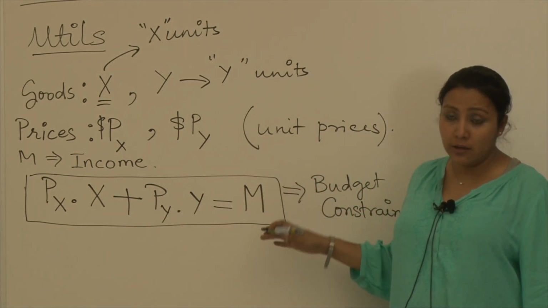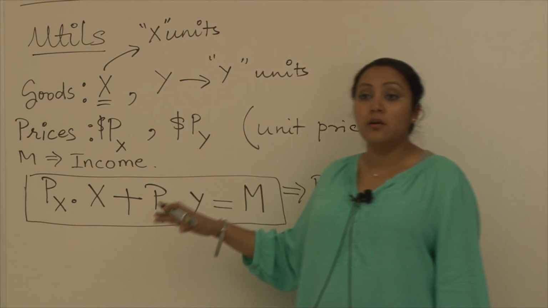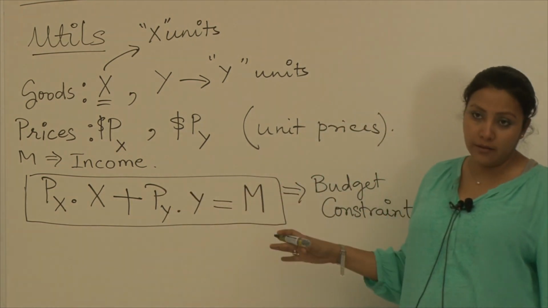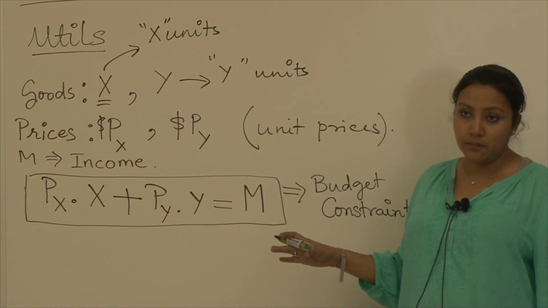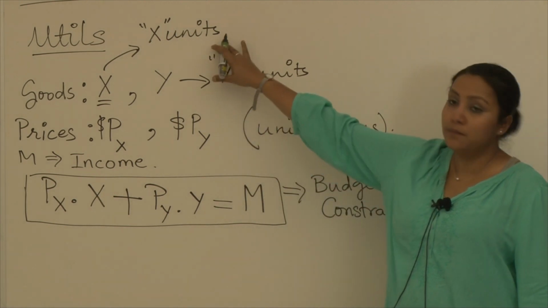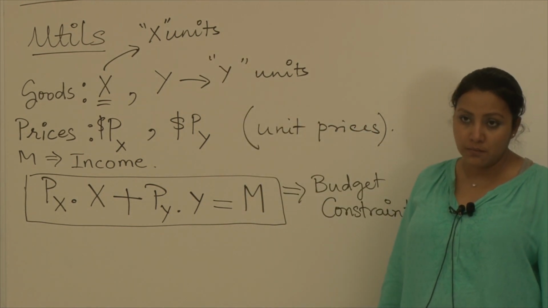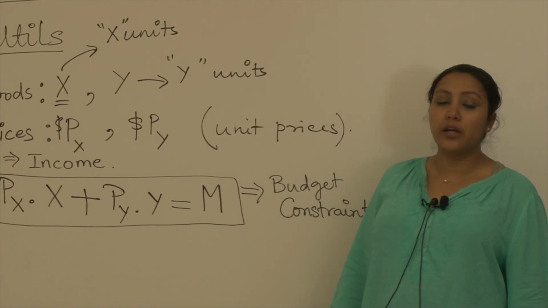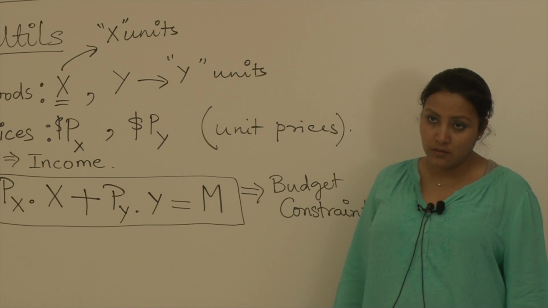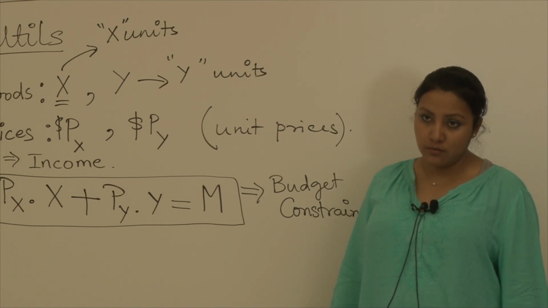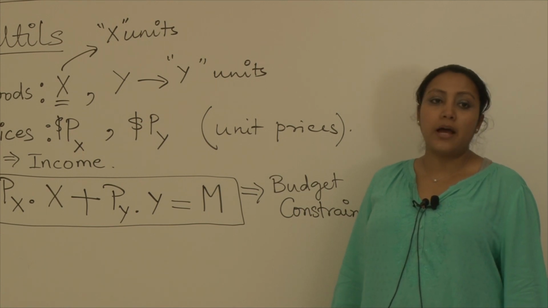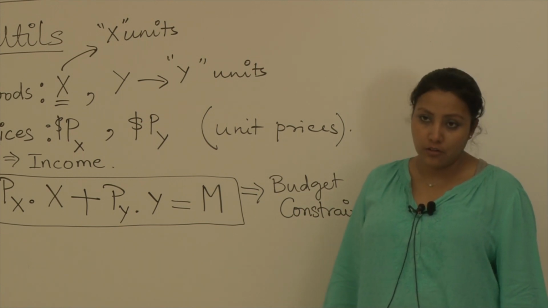100 is your monthly income. 5 is the unit price of x. 10 is the unit price of y. Okay. What's X? Number of units. Okay. So, if x is apples and y is oranges, right, I told you that you bought 10 apples and you bought 10 oranges. Okay. Price of apples is $5. Price of oranges is also $5 and your income is $100.